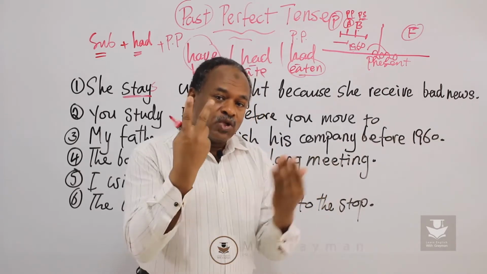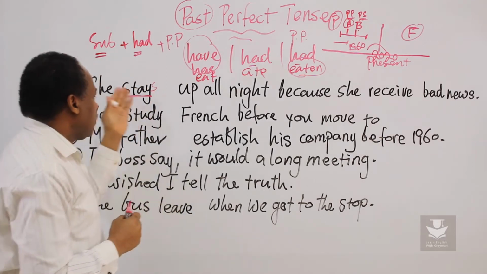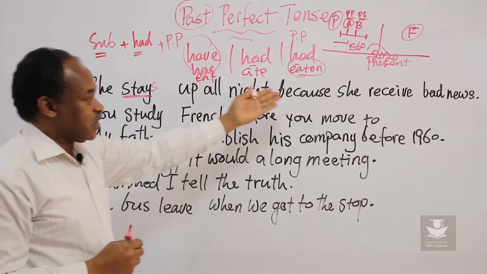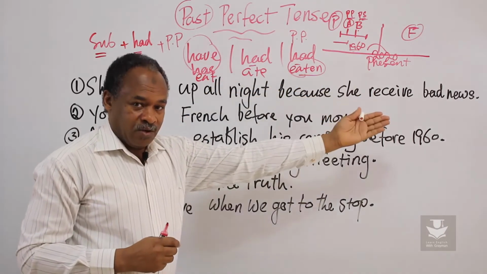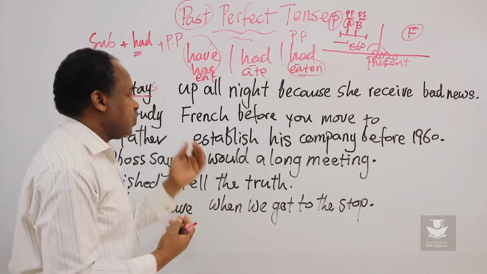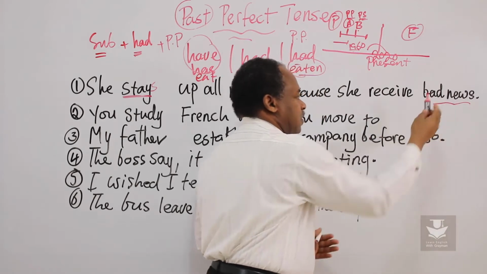She stayed up all night, assumingly, like she did not sleep, because she received bad news. There are two actions. Which one happened first? Did she stay up all night because she had received bad news? Which one happened first? I would assume she worried because of the bad news. This is the bad news that she received.